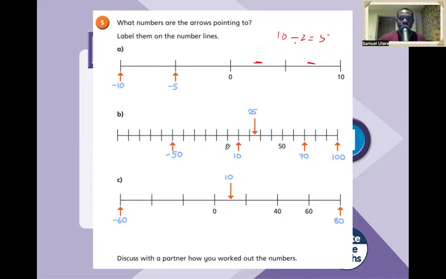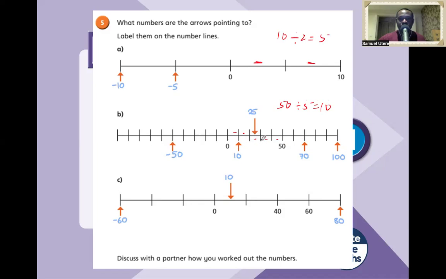We can use the same knowledge here. We see that between 0 and 50, the difference is 50. So we have 1, 2, 3, 4, 5. Now, we have 5 intervals between 0 and 50. 50 minus 0 is 50. So 50 divided by 5 is 10. So we know that this number line goes up by 10 or goes down by 10. So that should be 10. If that is 10, that should be 20. And then that should be 30.